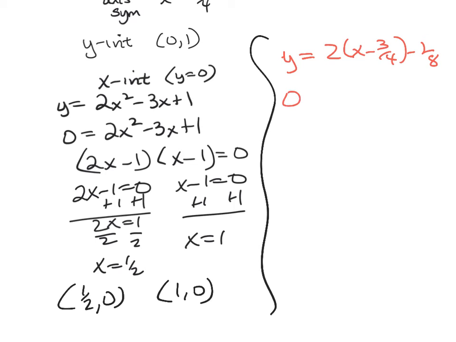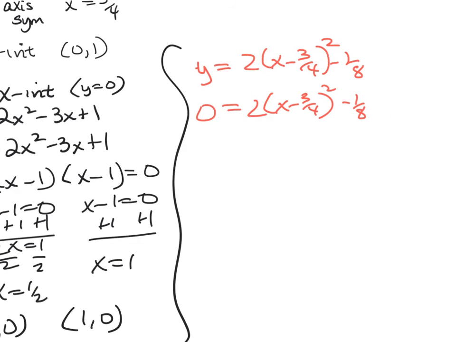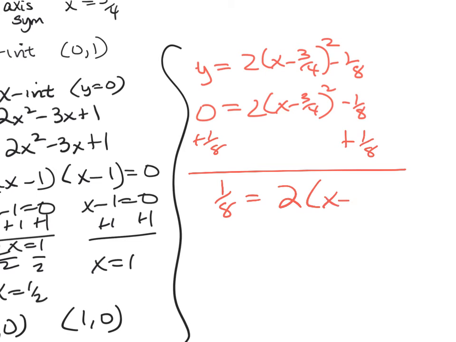Again, set y equal to 0. I'm going to move the 1/8 first. So I'm trying to solve for x. I'm not going to distribute. You could square, you could FOIL it and make it a lot harder than it needs to be, but here's how I'm going to do this one. I'm going to add 1/8. Then I'm going to divide by 2.